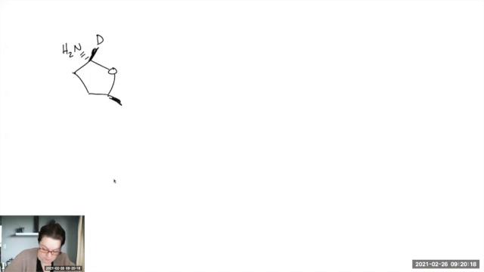So I have assessment 5 in front of me, and we're going to start with looking at number 1. And I don't know why I am drawing that so big here. So number 1, we have deuterium and we have an amine. And on this carbon, we have a deuterium and we have an amine.